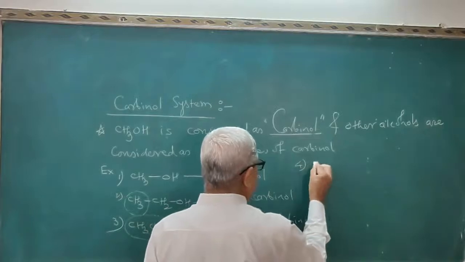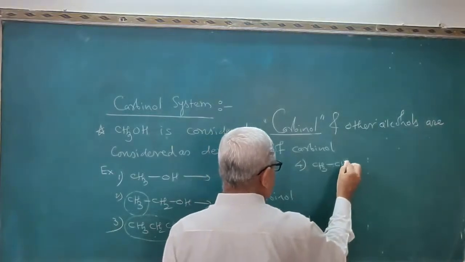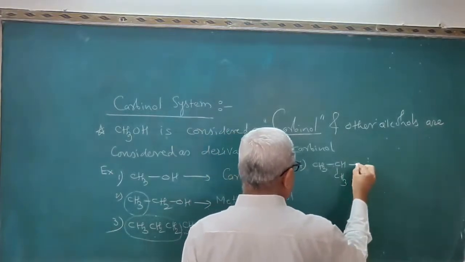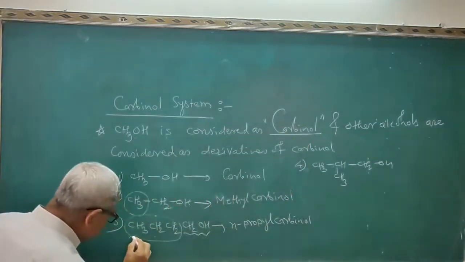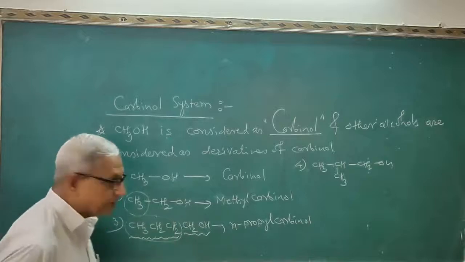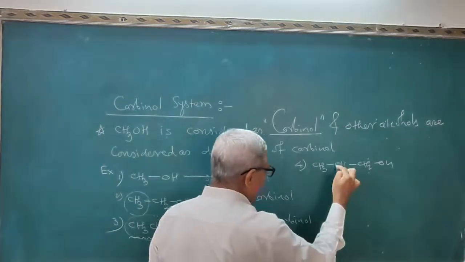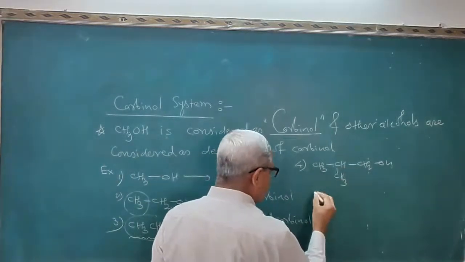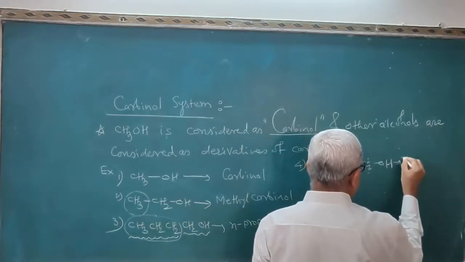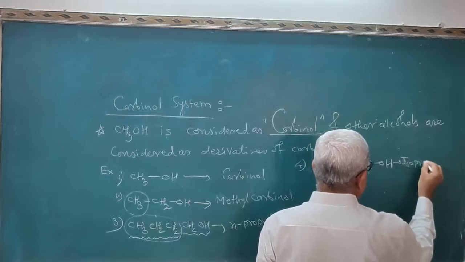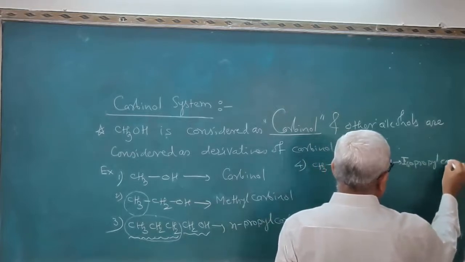Now the fourth example. See, in this case, all the three carbon atoms are in a straight chain. But here, on the second carbon atom, one methyl group is there. Therefore, the name of this one is isopropyl carbinol.